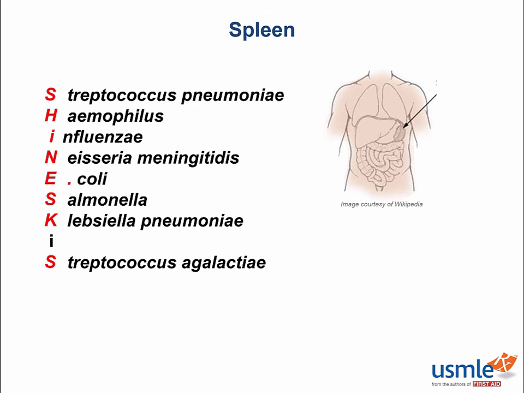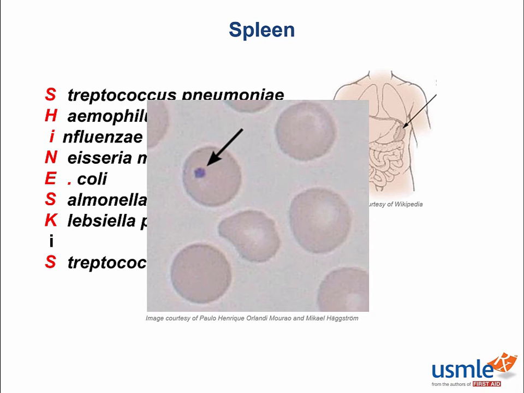A sign of splenic dysfunction or loss is the presence of these types of red blood cells on a peripheral blood smear. What are these inclusions called, and why are they there? They are called Howell-Jolly bodies. And what are they? Right. They are the nuclear remnants from immature RBCs. Normally, the spleen is supposed to filter out this material.